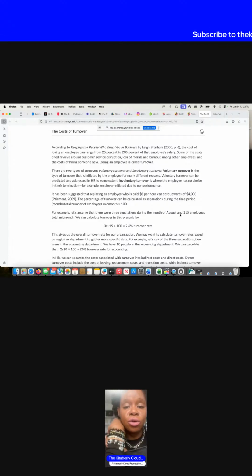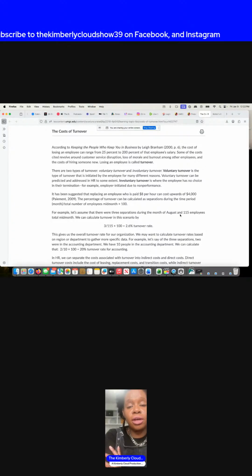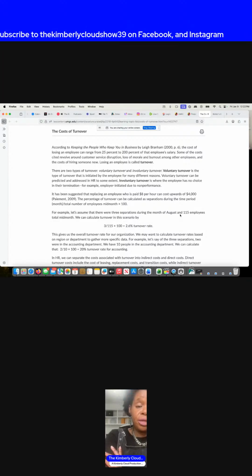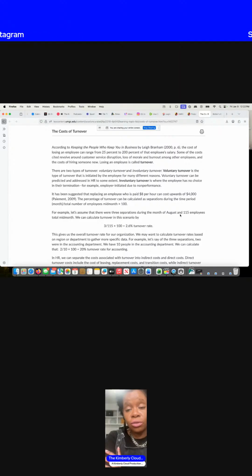Losing an employee is called a turnover. There are two types of turnover: voluntary and involuntary. Voluntary turnover is the type that is initiated by the employee for many different reasons. Voluntary turnover can be predicted and is addressed in HR to some extent. Involuntary turnover is where the employee has no choice in their termination, for example, employer initiated due to non-performance. It has been suggested that replacing an employee who is paid $8 per hour can cost upward of $4,000.